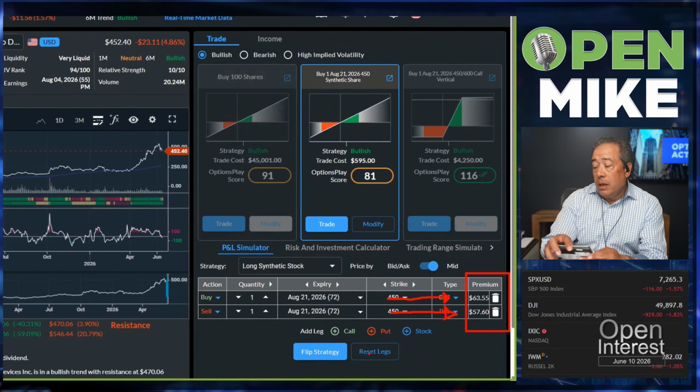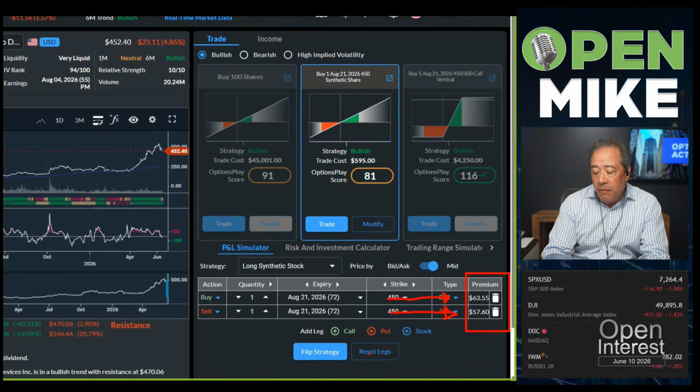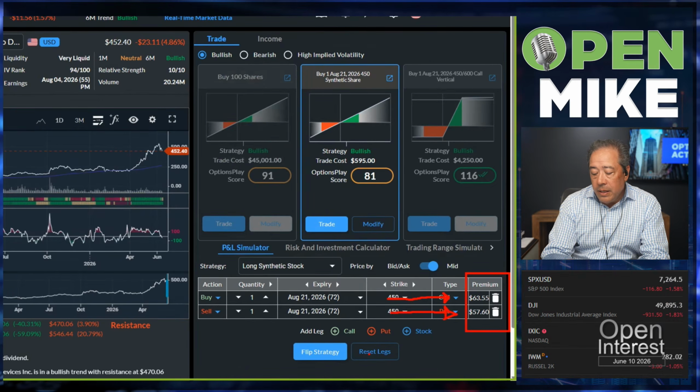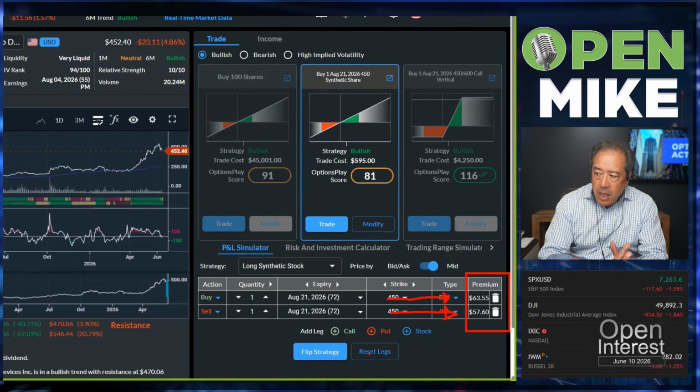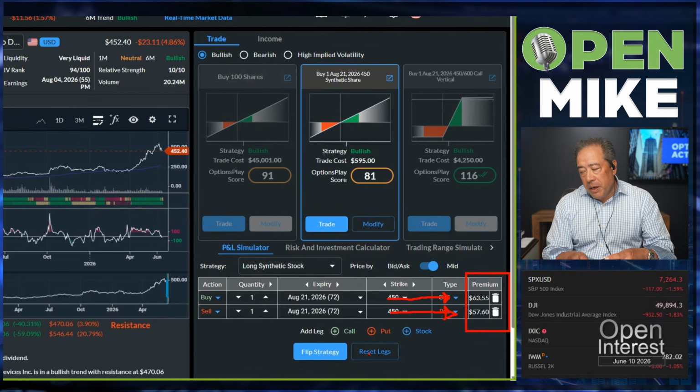And we can actually put these two together, right? So if I take 63.55 and I deduct 57.60, that works out to $5.95. Okay. Now, what is the functional equivalent that I have paid for this stock? So we're going to do a little bit of, this is not hard math, it's a little bit of arithmetic required.